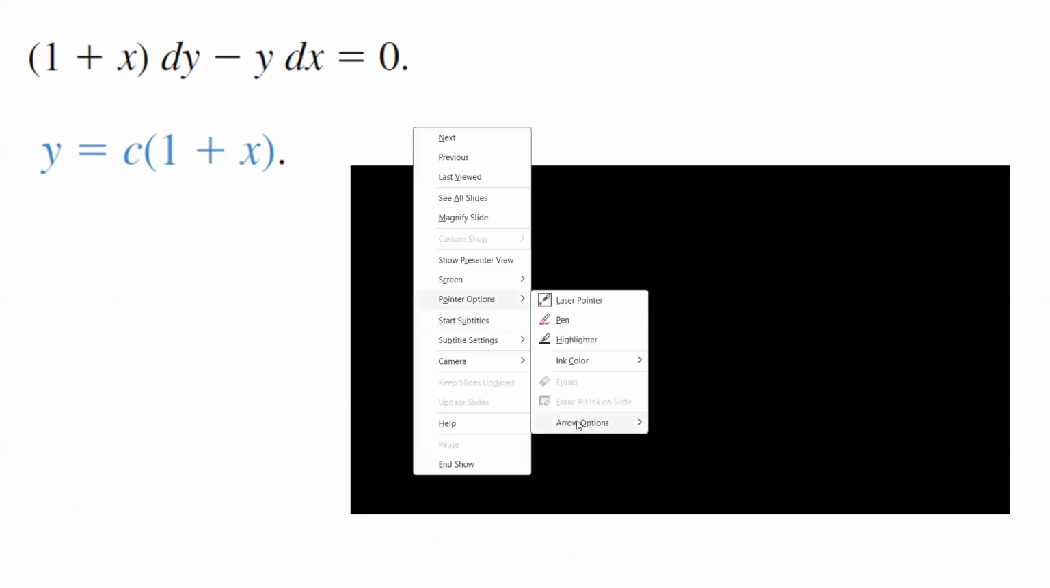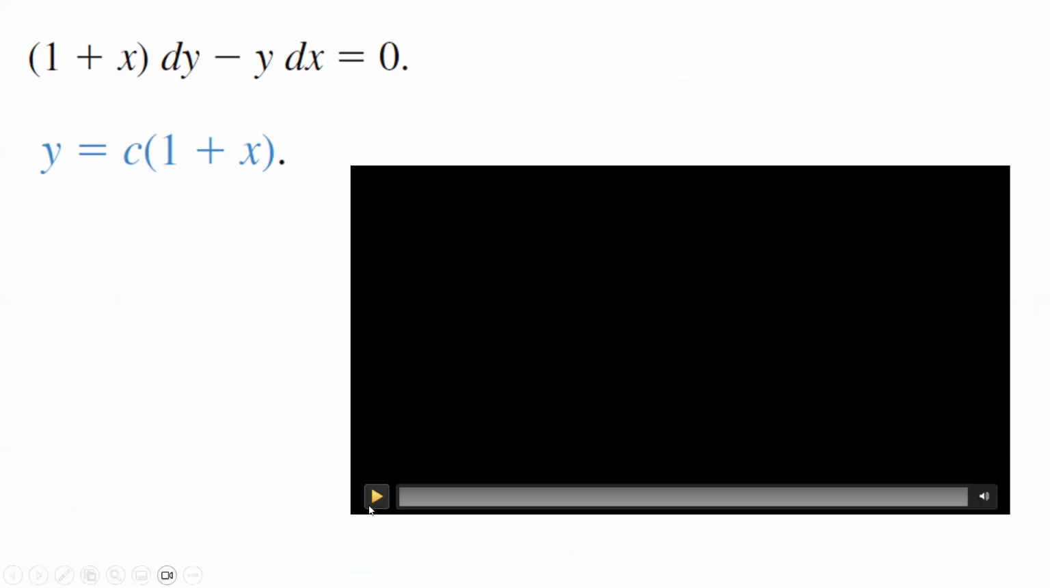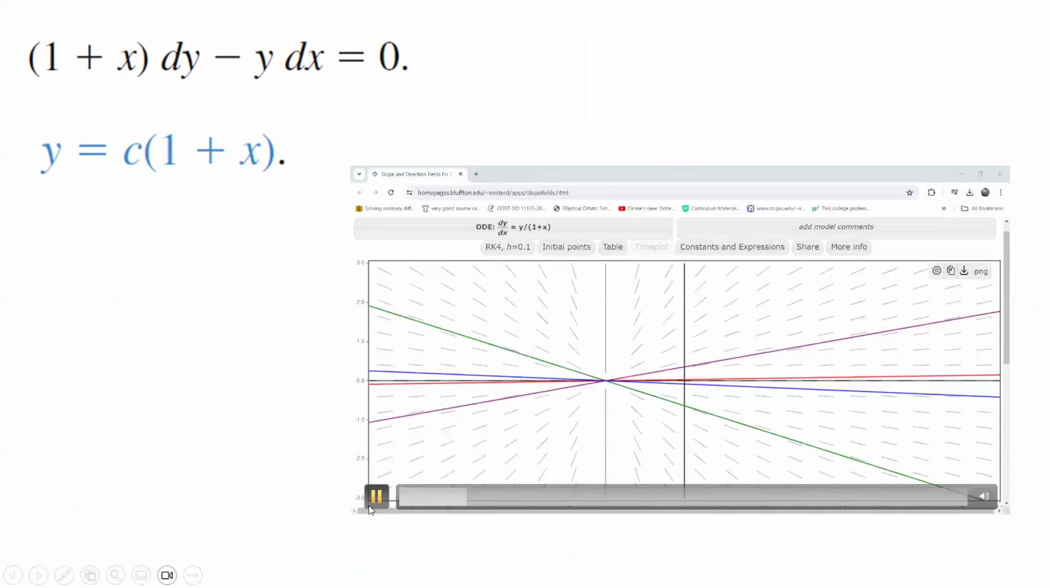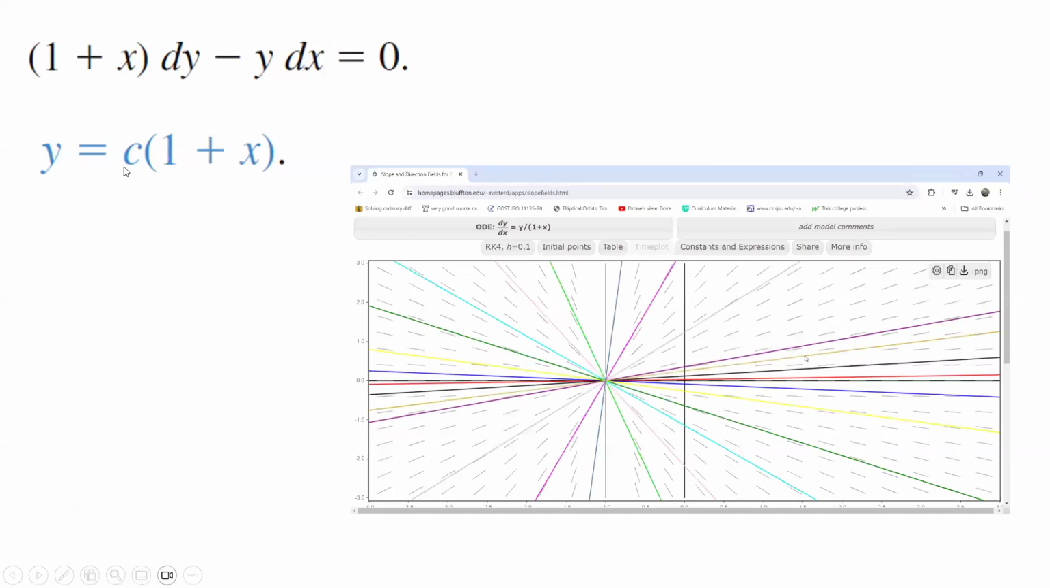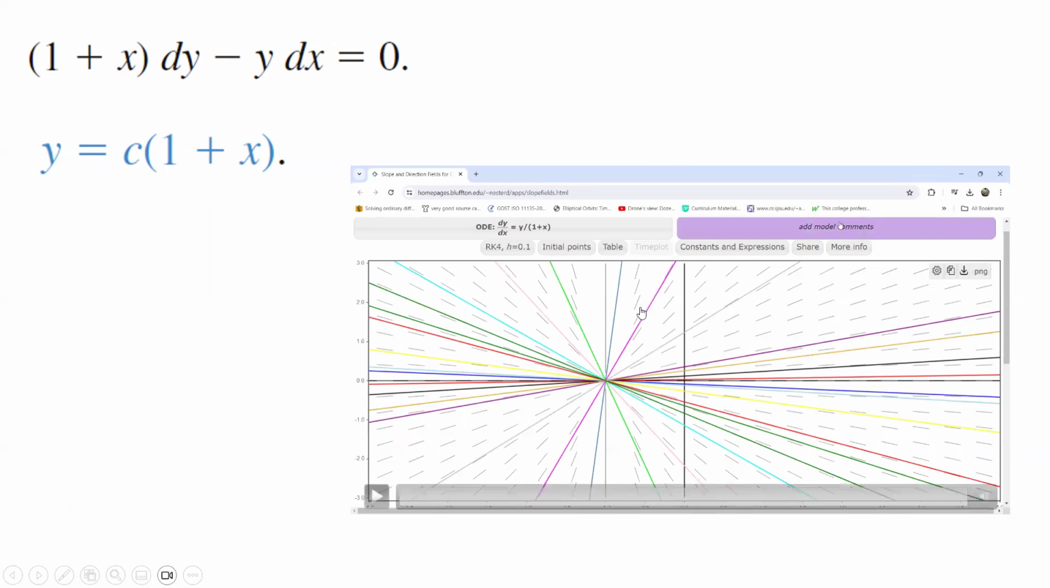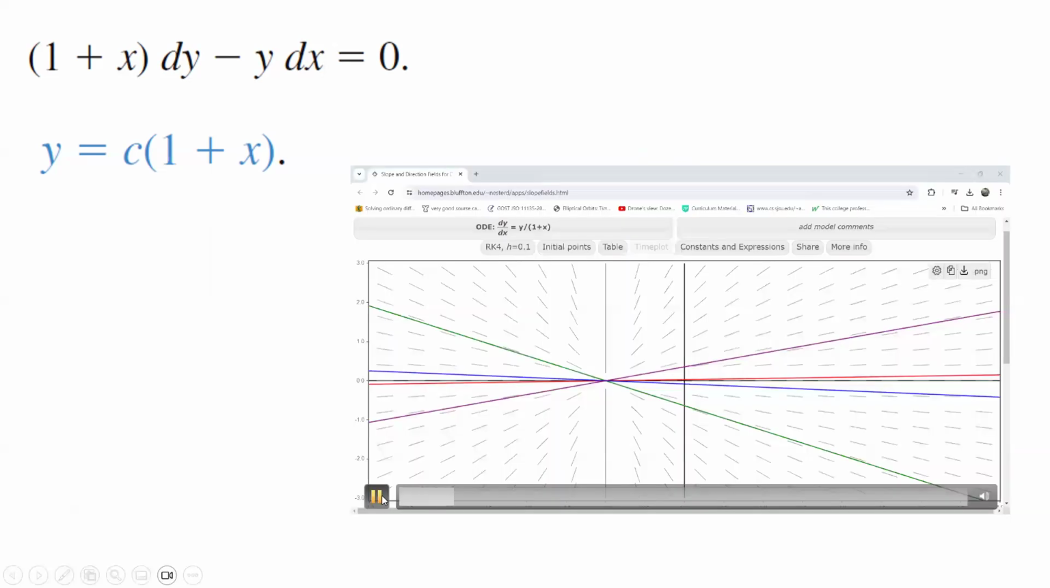Okay, perfect. Let's take a look at our visualization. If we try to visualize the solution for this differential equation, these are basically a bunch of lines, or a family of lines. When C is changing, your family of lines has different slopes. So when C is positive, you get a positive slope, you get increasing lines. And when C is negative, you get decreasing lines. So that's how we visualize the solution for the differential equation.